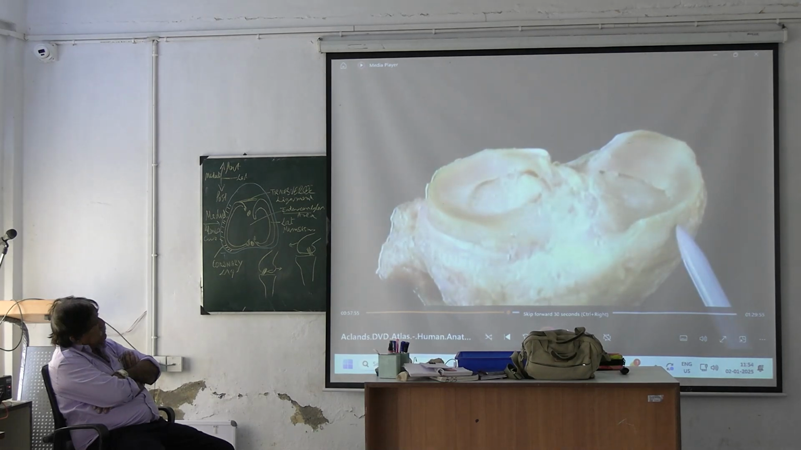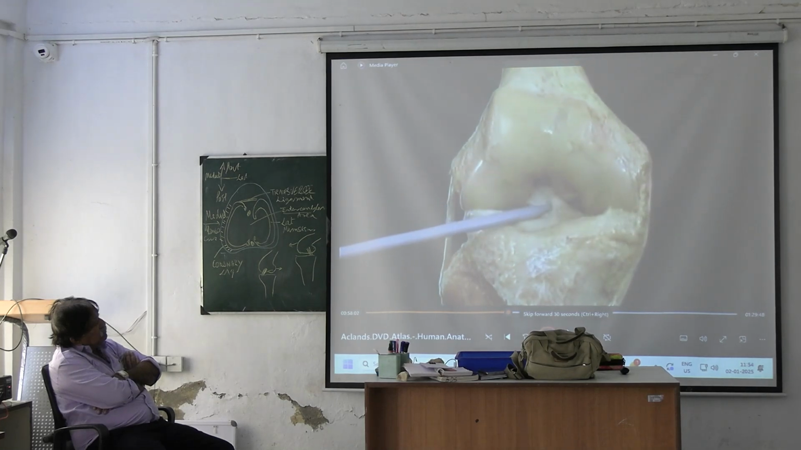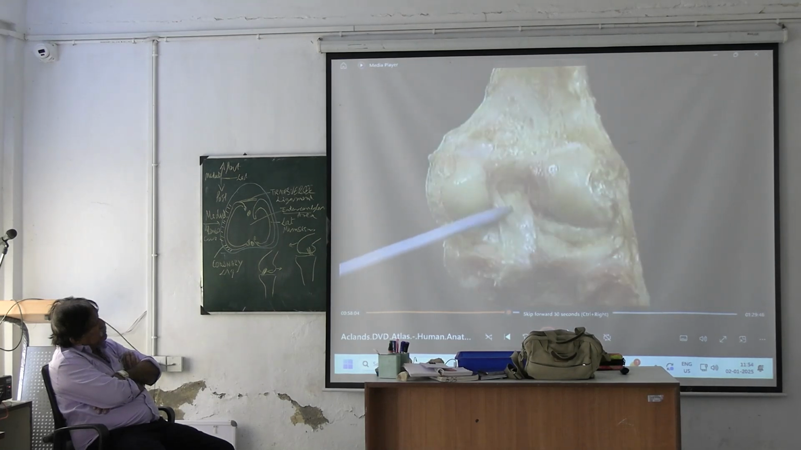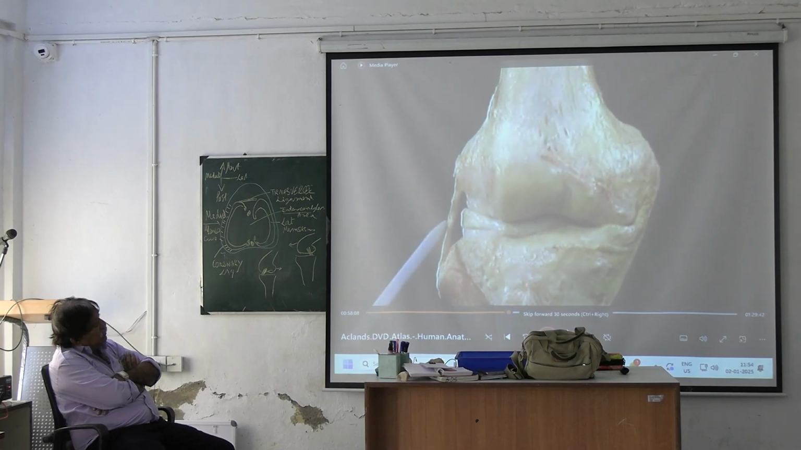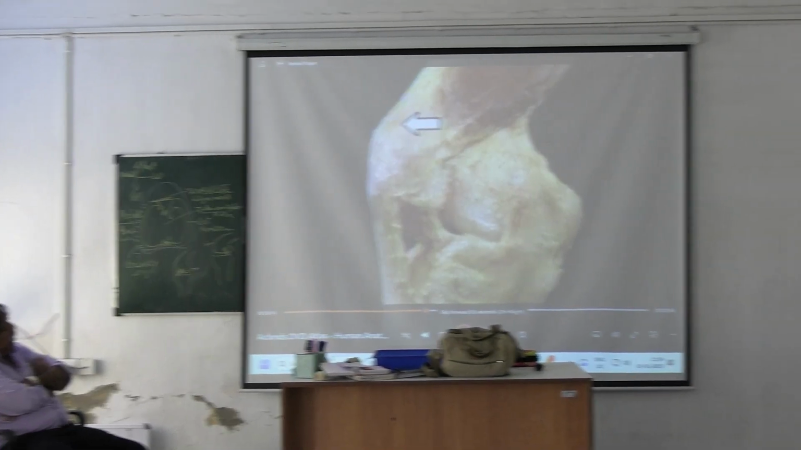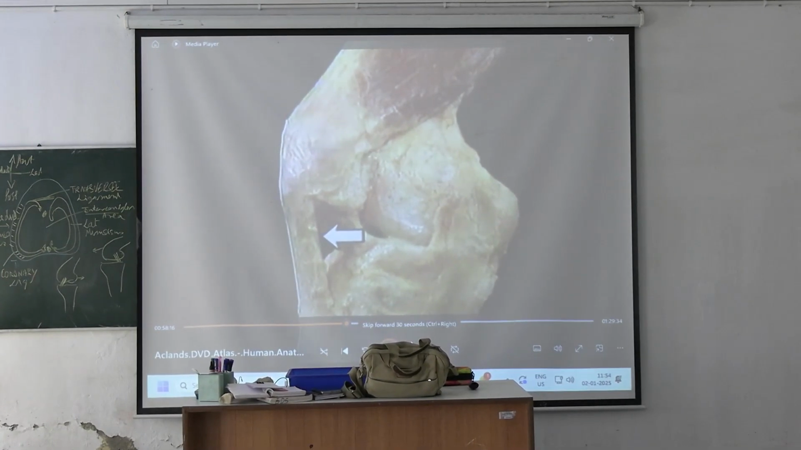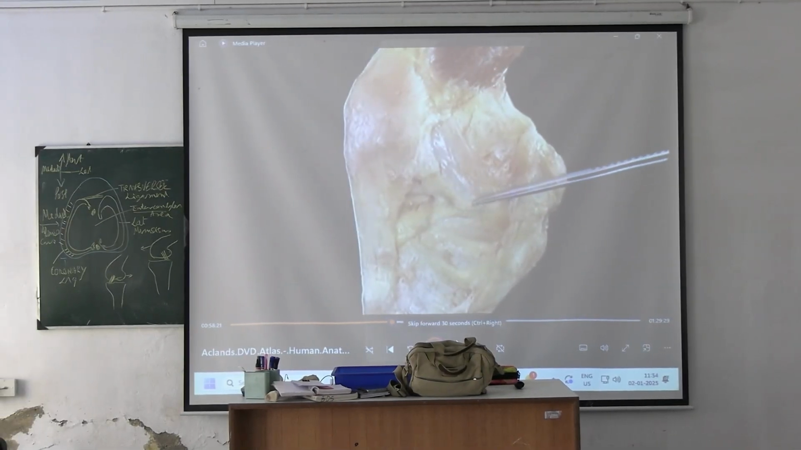Here's the medial meniscus, the lateral meniscus, the anterior cruciate and posterior cruciate ligaments, the fibular collateral ligament, the tibial collateral ligament, the quadriceps tendon, the patellar ligament, and the joint capsule.